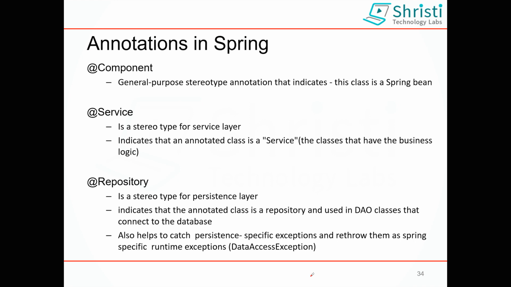Let us first discuss these three annotations: @Component, @Service, @Repository. First is the @Component annotation. This is a general purpose stereotype annotation. If a class is annotated with @Component, then the Spring framework will create an object of that class, and that is called a Spring Bean.